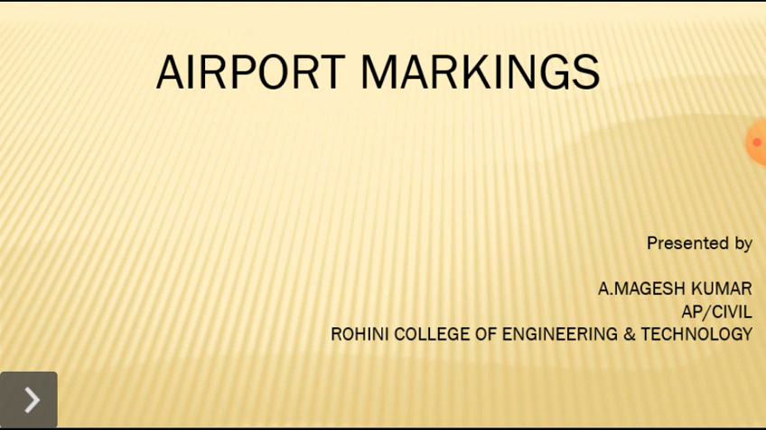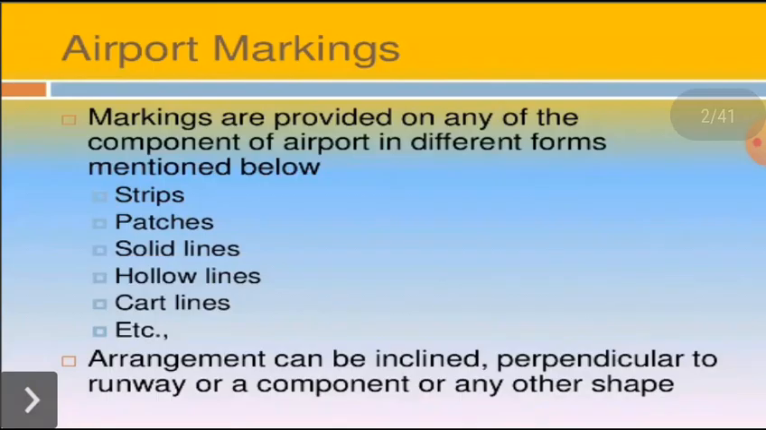Kanyakumari. In this video, we are going to discuss airport marking. Airport markings are provided on any component of the airport, such as strips, patches, solid lines, hollow lines, cot lines, etc. The arrangement can be either inclined, perpendicular, or any other shape.